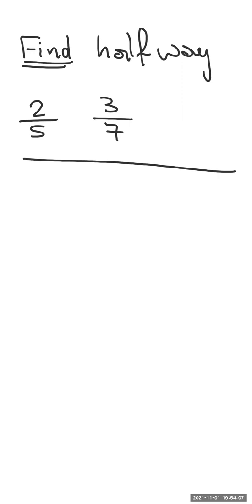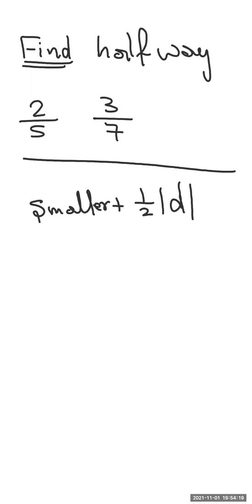So here I have two options. I can use the smaller or the greater. If it's the smaller, it will be the smaller plus 1/2 the absolute value of the distance. Which one is the smaller or the greater? We have to unify the two denominators. The first number has denominator 5 and the second denominator 7. Multiply the two denominators, so the denominator becomes 35.